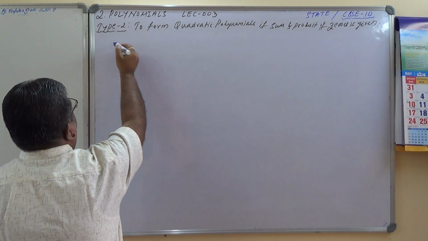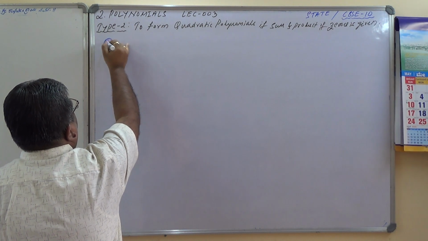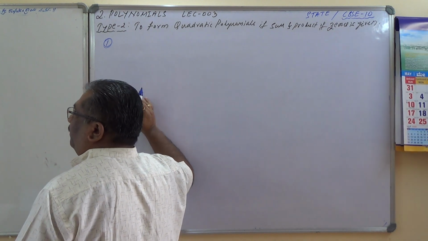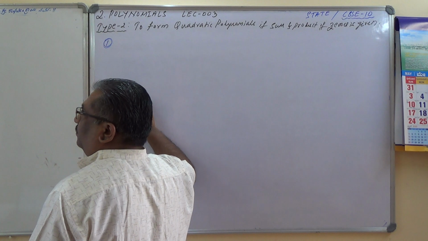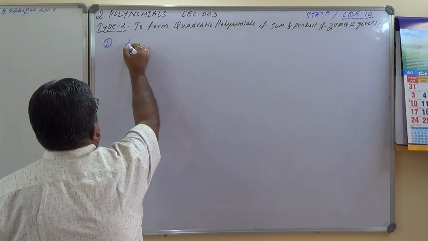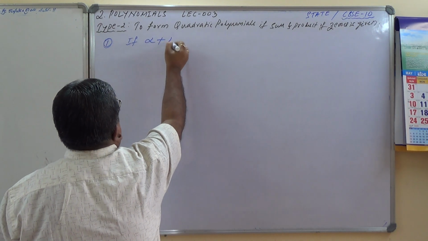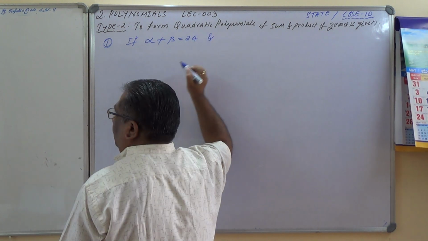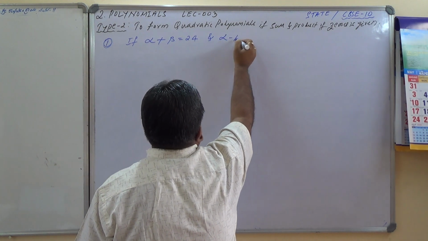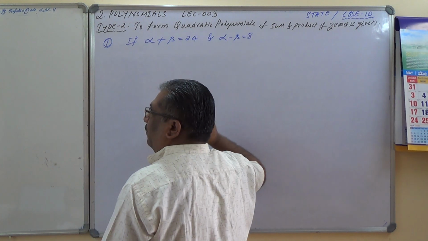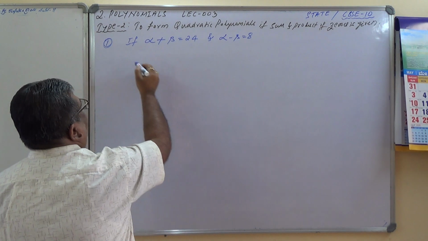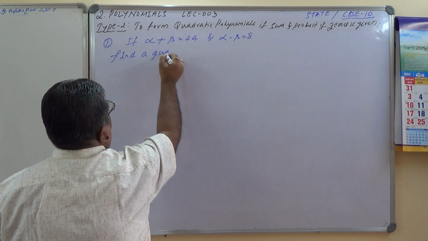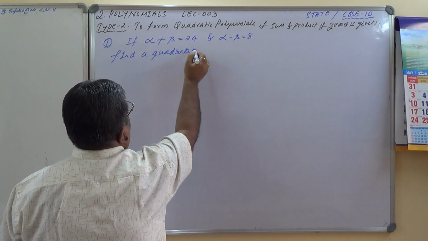One example, first numerical. You can go on putting the serial numbers. I am taking from RDS. If alpha plus beta equals 24 and alpha minus beta equals 8, find a quadratic polynomial.